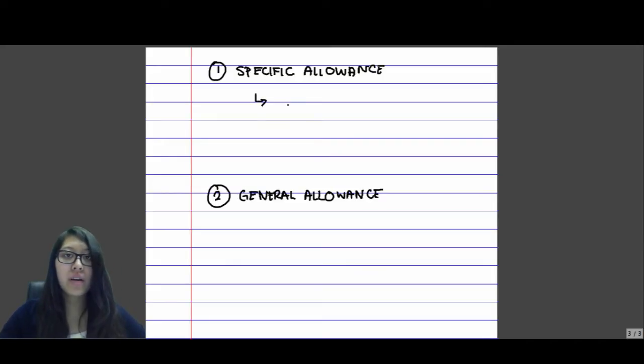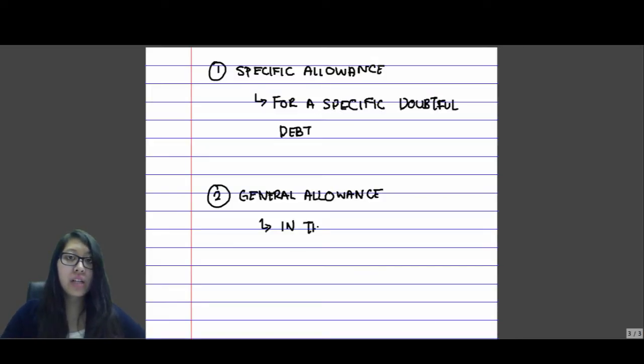Now, the thing about specific allowances is that they're used for a specific doubtful debt. Meaning, out of the 10 customers I have, I'm going to make a specific allowance just for one customer because I think this customer is the only one who may or may not pay off his debt. So that is a specific allowance. A general allowance means it's for the rest of the customers or trade receivables that I have. And it's commonly in the form of a percentage.